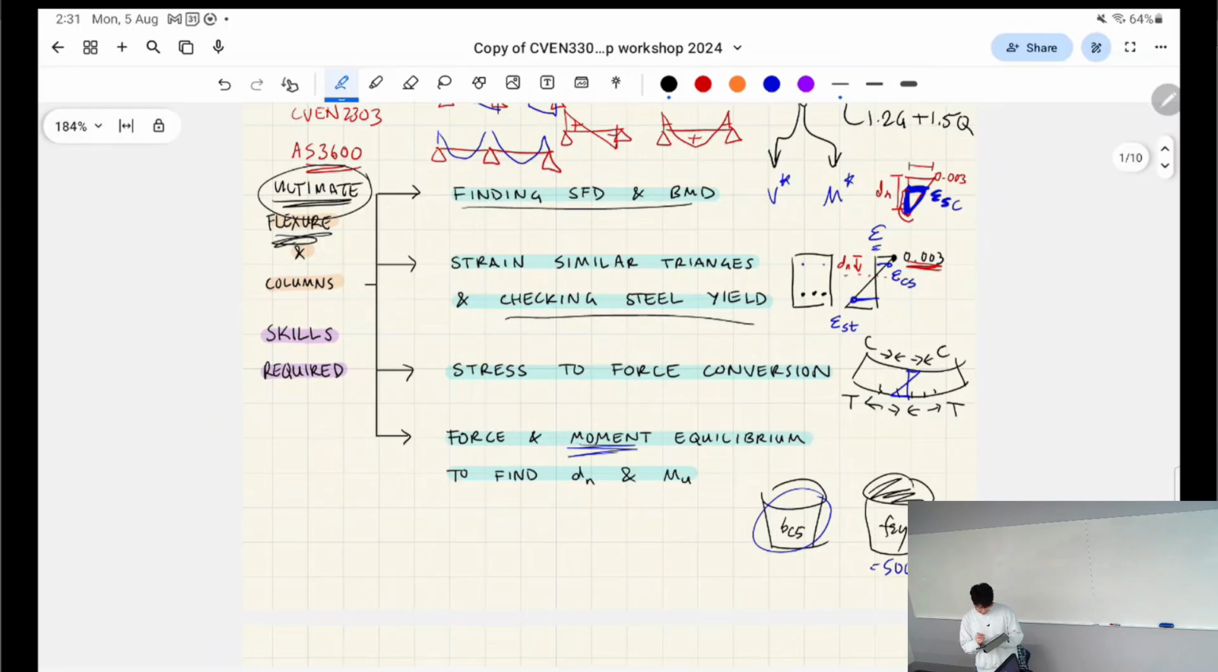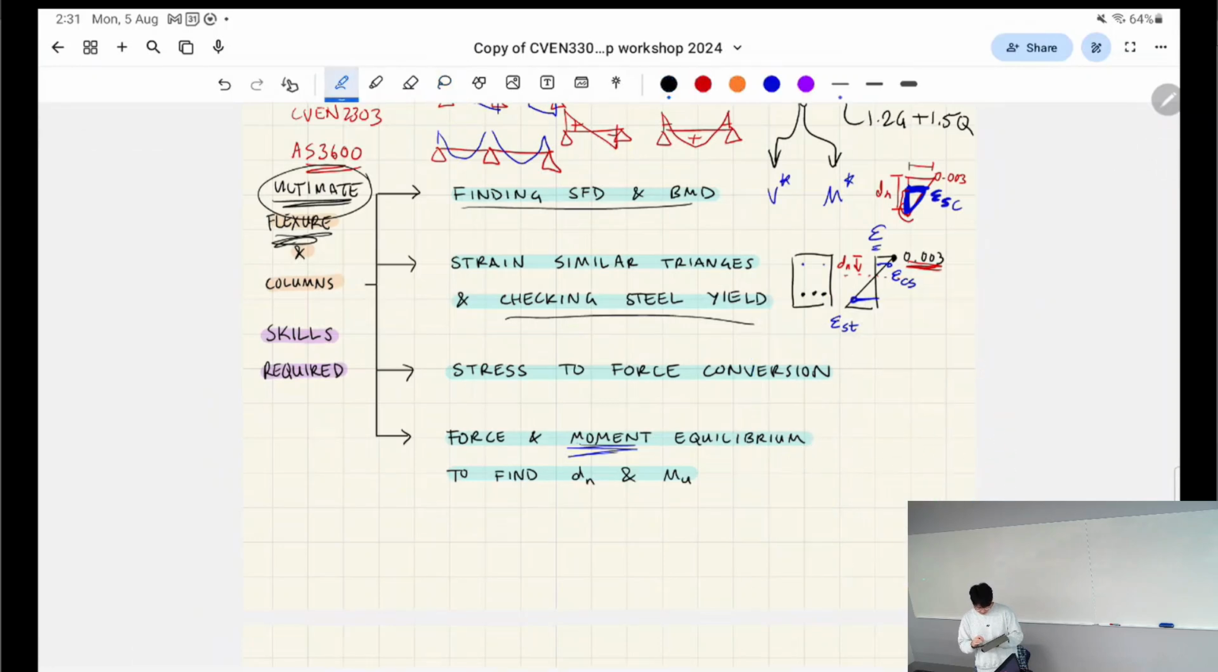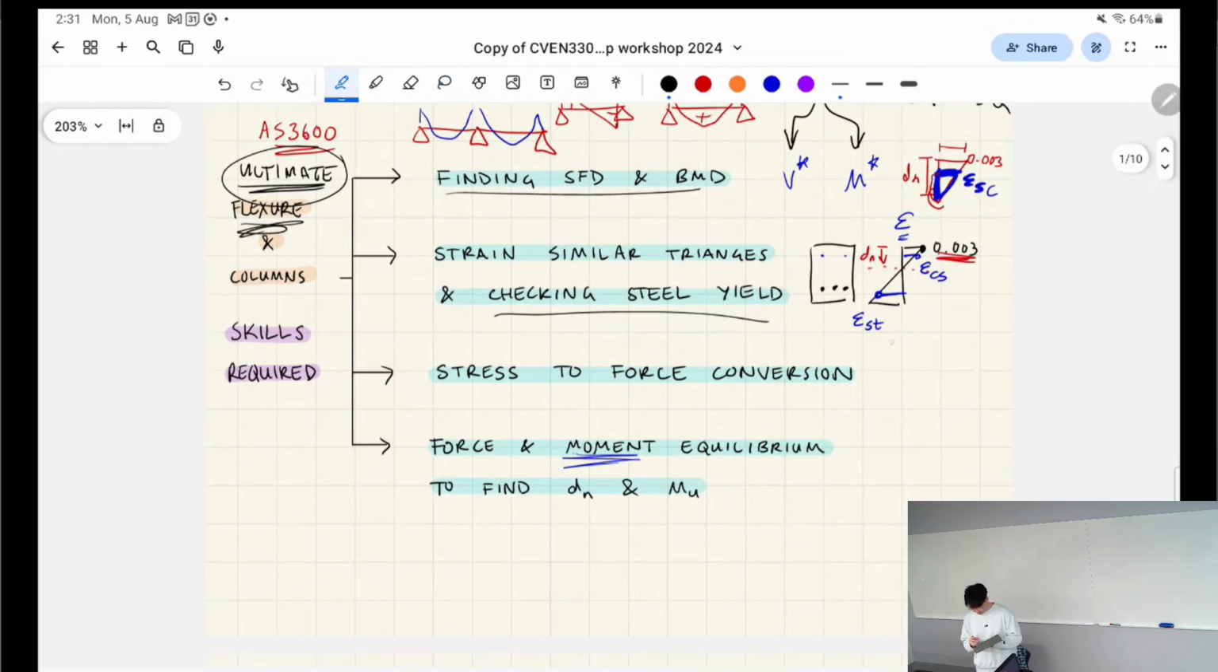Okay, next thing is stress to force conversion, okay? I'm really running out of space, so I'm going to start deleting some things. So, stress to force conversion. Your stress distribution will look something like this. That's your compressive concrete in the ultimate moment. That's your neutral axis. That's your tensile steel. We're still modeling this cross section. And for its force, you have to turn that distributed load into an equivalent point load.